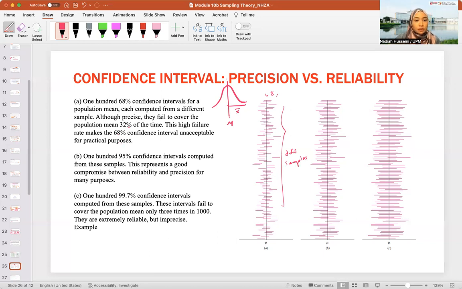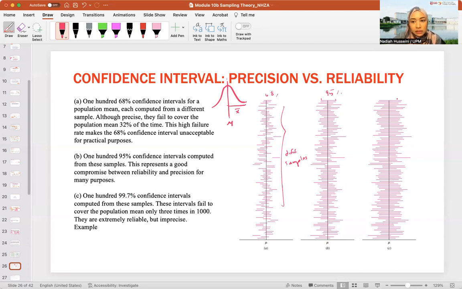Most of the time, if you say that your data has a 50% confidence interval, I say that your data is wonky. I don't like your data. So you have to sample more, or get more data and get a new confidence interval. So B, 95% confidence intervals. You can see that this one is bigger than the 68%. It's a bigger range, right? Computed from these samples, this represents a good compromise between reliability and precision. Yes, you compromise your precision, but you know it's reliable. The value that you get is reliable, 95% confident of your sample mean value.